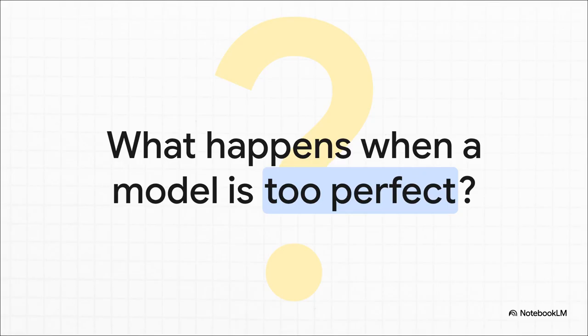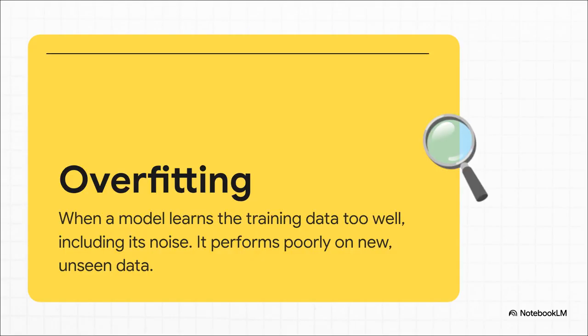So this really gets to a core idea in all of machine learning. What happens when a model is too good? What's the danger when it doesn't just learn the pattern, but it memorizes every single little detail, every little quirk in the data? Well, that's called overfitting. And it's like a student who crams for a final by memorizing the answers to the practice test.